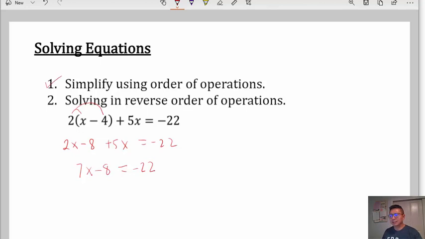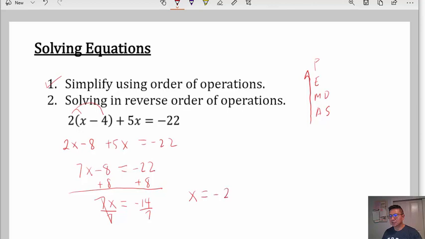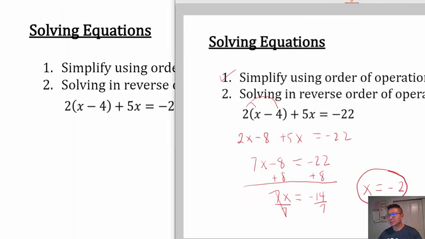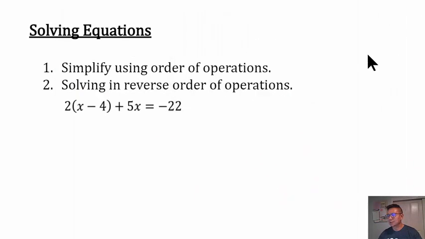Then we start solving. In solving, instead of using PEMDAS, we're going to go backwards. So we're going to do the addition first. And then we do the division. So that's going to be negative 14. And then we're going to do the multiplication. And x is equal to negative 2. All right. Next.